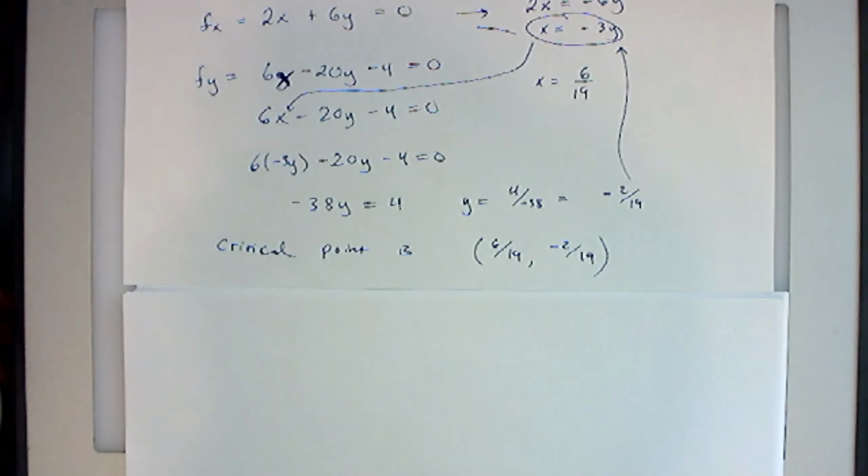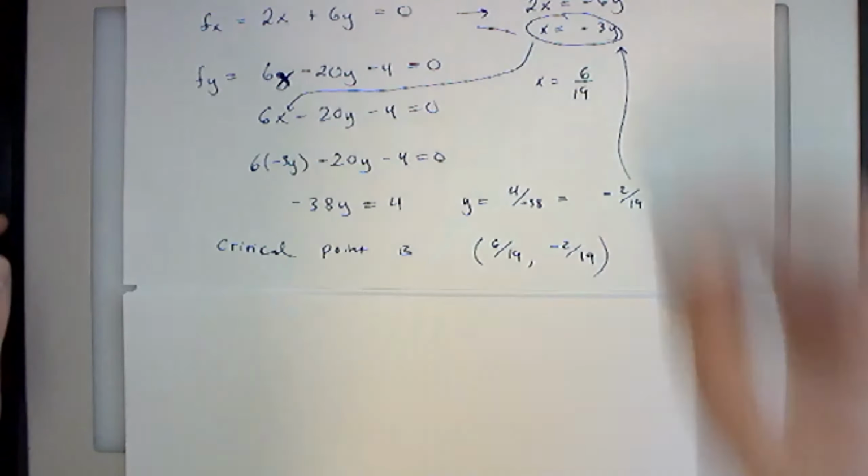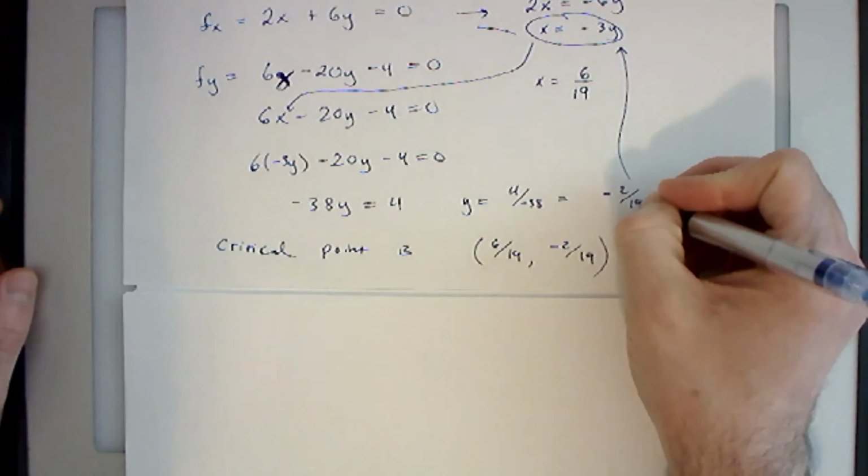James, yes. For the critical point, what are the x values at? Is it 6 over 19? 19? Thank you. And y is negative 2 over 19.